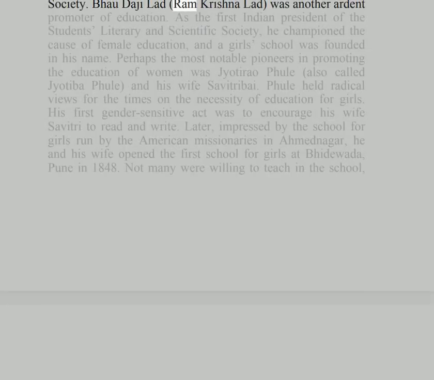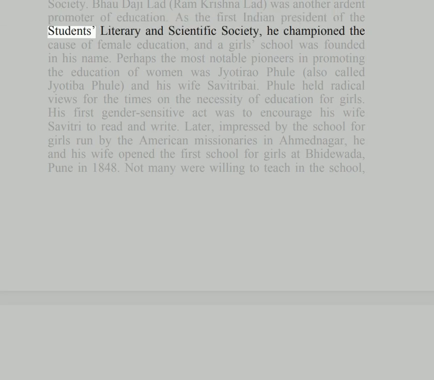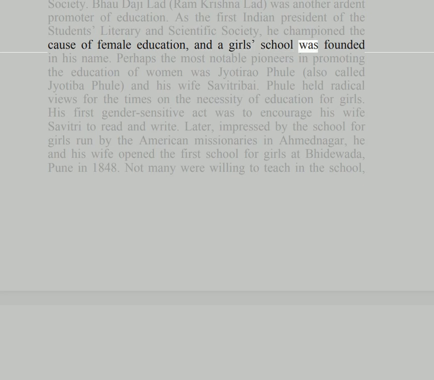Bhau Daji Lad, Ramkrishna Lad, was another ardent promoter of education. As the first Indian president of the Students' Literary and Scientific Society, he championed the cause of female education, and a girls' school was founded in his name.